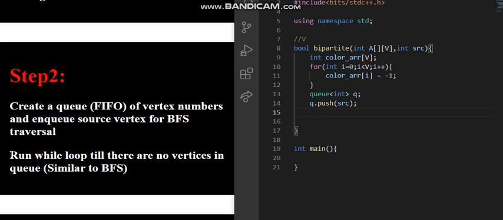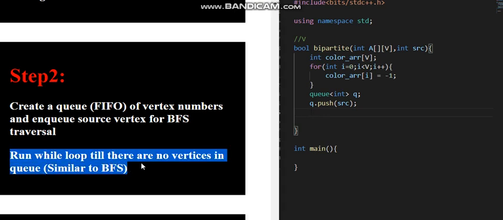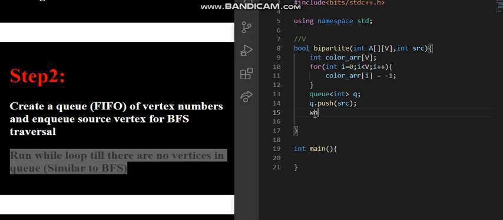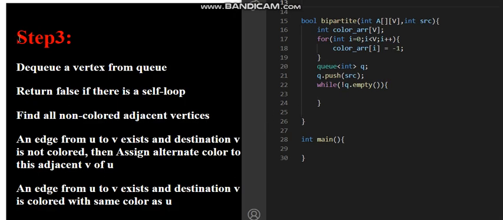Now what is the next step in this? Run a while loop till there are no vertices in the queue. So we'll run the while loop with queue dot empty to check whether the queue is empty or not. Okay, now let's move on to the third step. This is the third and last step we are going to do.